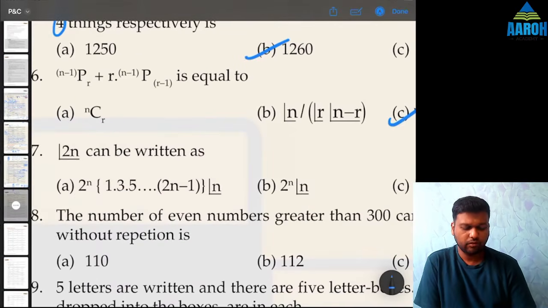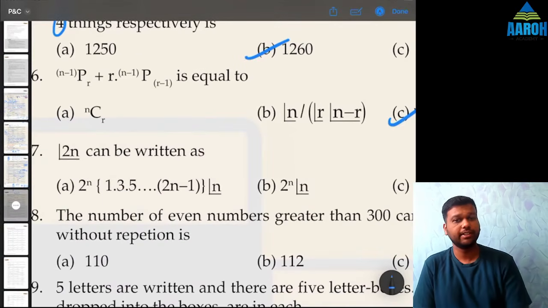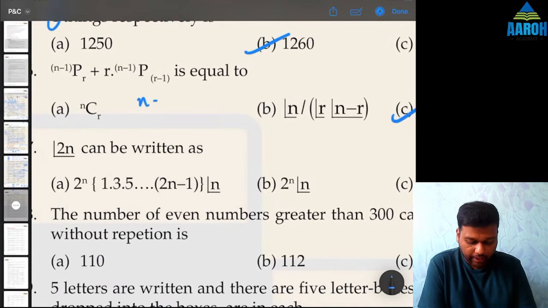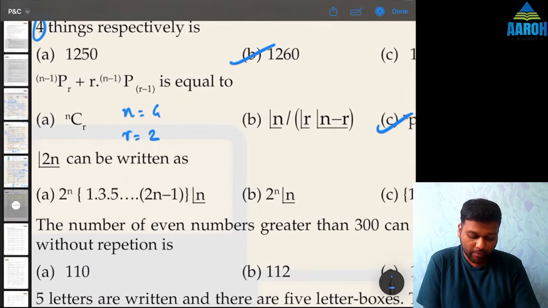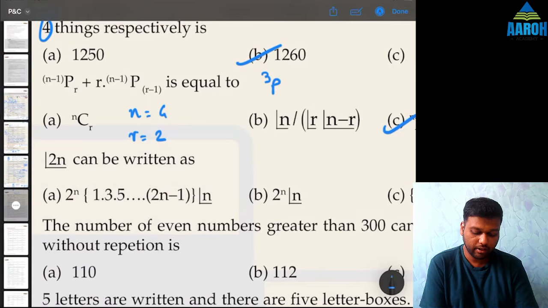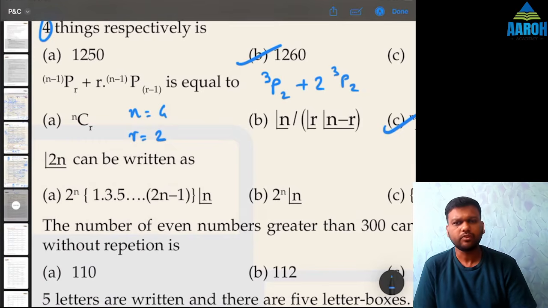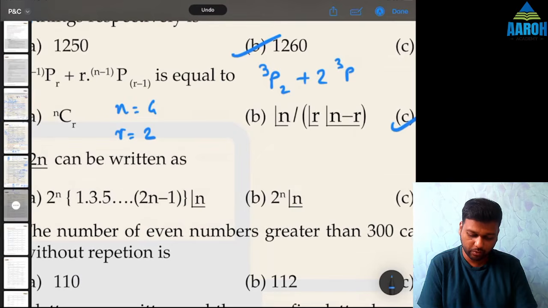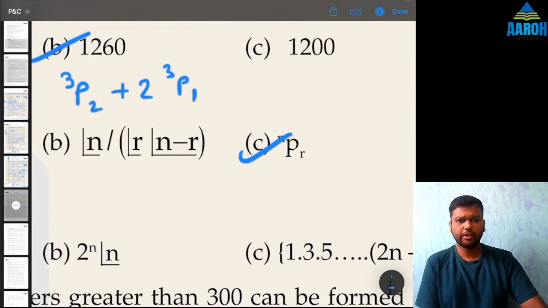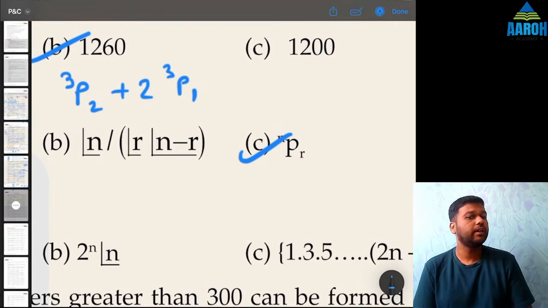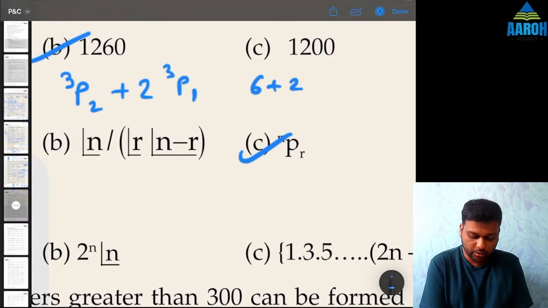If you don't know, what you'll have to do is assume some numbers, because that will be the easiest way. Let's assume n as 4, r as 2. So n minus 1 will be 3, so 3P2 plus r is 2 into, n minus 1 is 3, P r minus 1 is 1, so 3P1. You'll have to calculate this. What is 3P2? 3 factorial divided by 1 factorial, that is 6, plus 2 into what is 3P1? 3 factorial by 2 factorial, which is 3. So this is 6 plus 6, 12.